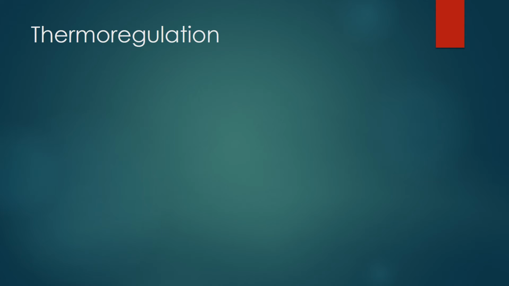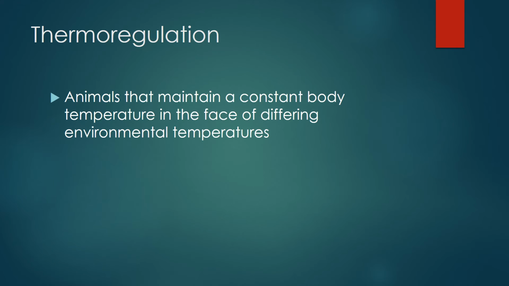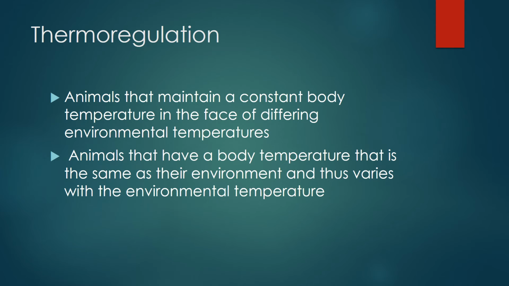In thermoregulation, animals can be divided into two groups: those that maintain a constant body temperature in the face of differing environmental temperatures, and those that have a body temperature that is the same as their environment and thus varies with environmental temperature.